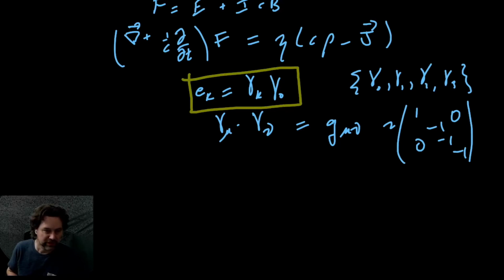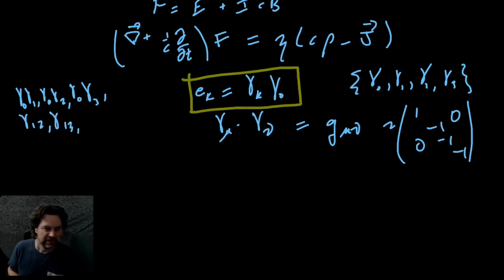If we enumerate all of the bivectors that we have: gamma naught gamma 1, gamma naught gamma 2, gamma naught gamma 3, gamma 12, and I'm going to write 12 as gamma 1 times gamma 2, gamma 13, and gamma 23. These are the STA bivectors.